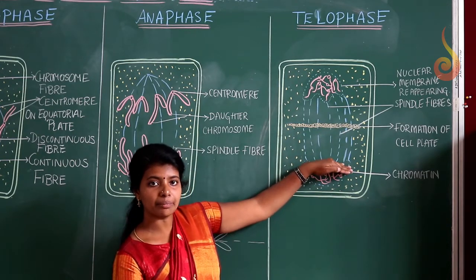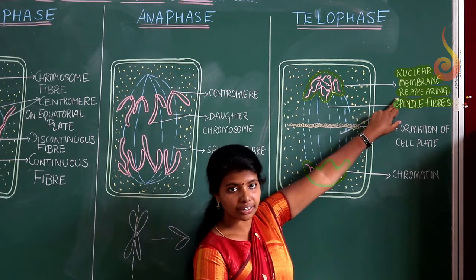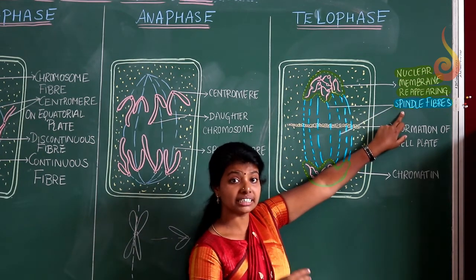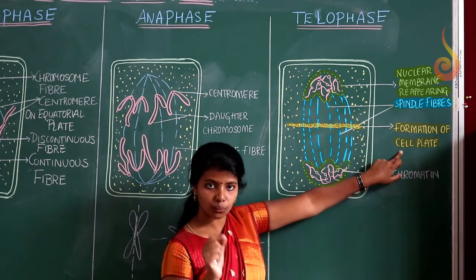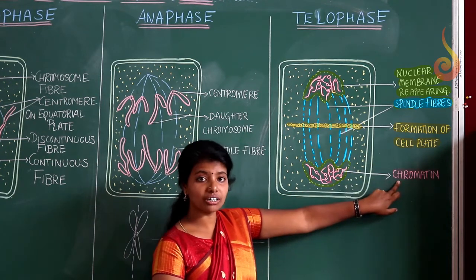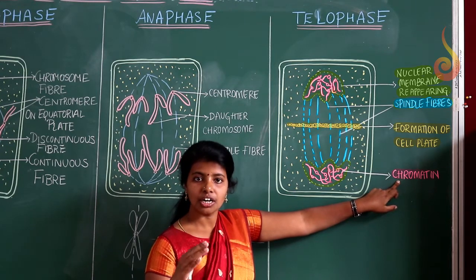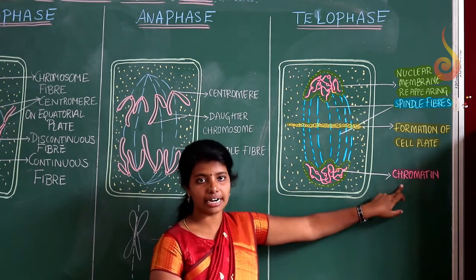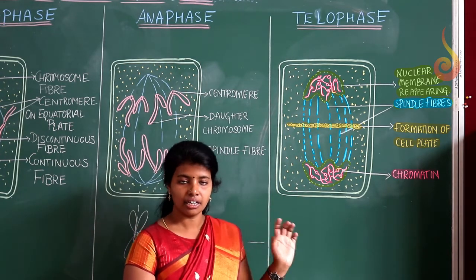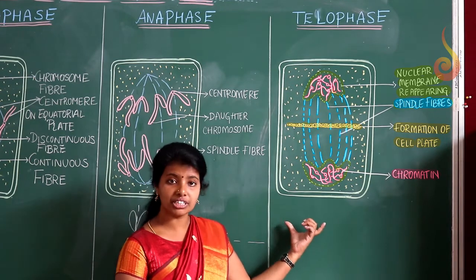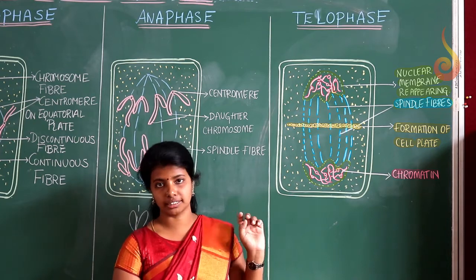So the relevant labelings for this stage are nuclear membrane reappearing, spindle fibers disappearing, formation of cell plate, very important, and we call it chromatin because now they are no longer chromosomes, now they are organized into chromatin. So if you find this stage in your slide, you have to draw a diagram of this stage with the relevant labelings so that you will get 2 marks.